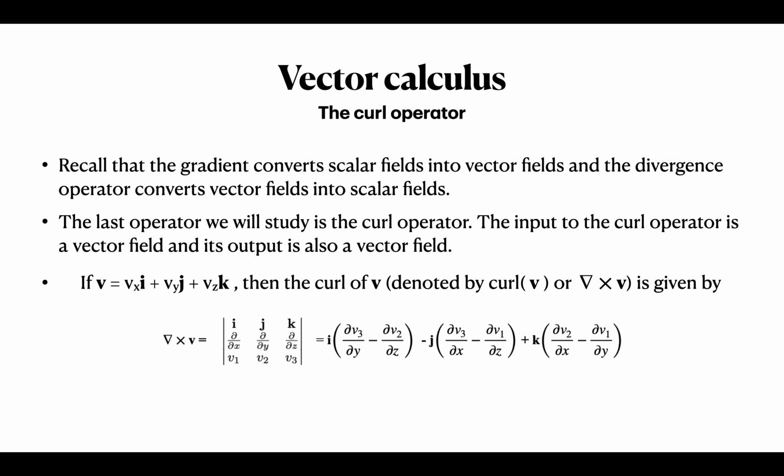Then the second element of the first row is written down, but you must change its sign. So j becomes minus j. You cover up the first row again, and now you cover up the second column, and then it's delta V3 delta x minus delta V1 delta z. And the last one, you cover up the first row and the third column. You're left with delta delta x, delta delta y, V1, V2, and when you do the cross multiplication there, you get delta V2 delta x minus delta V1 delta y. That's basically it.